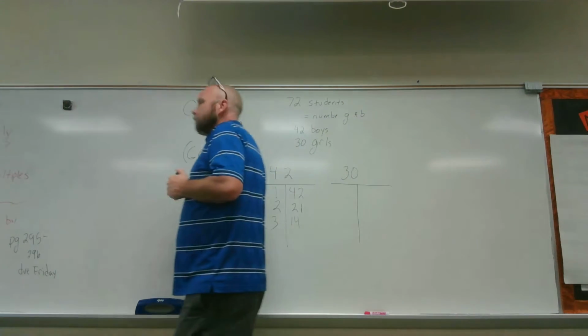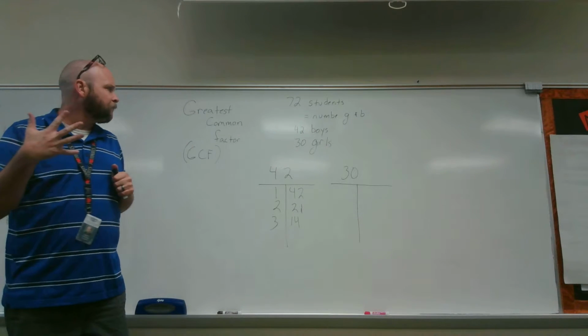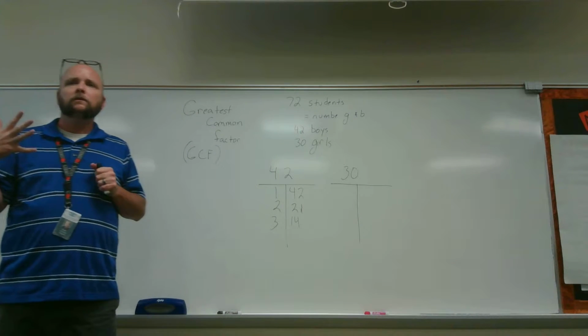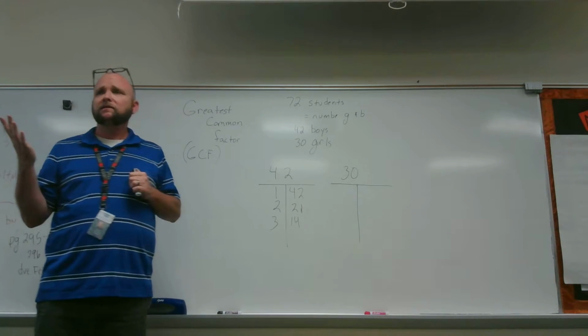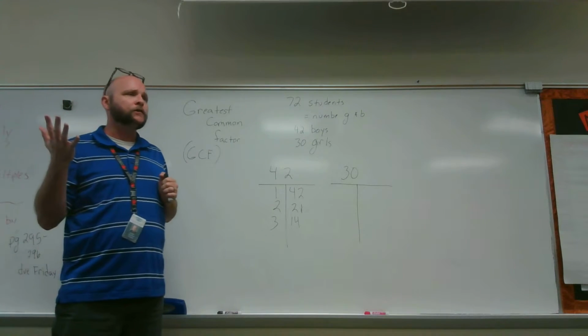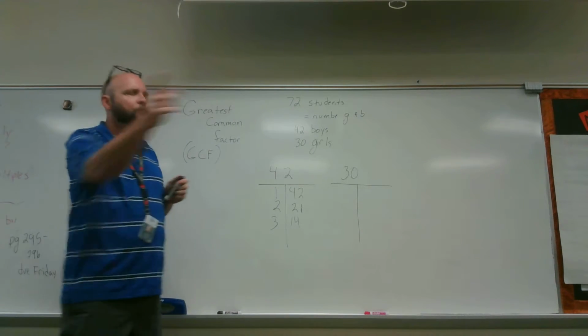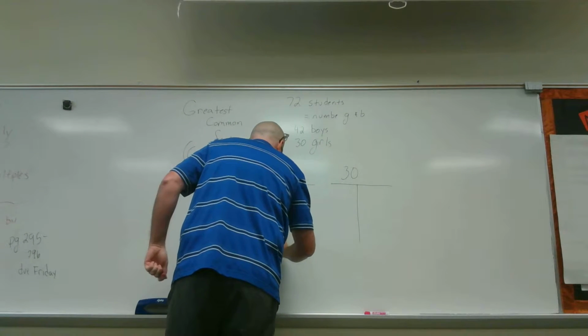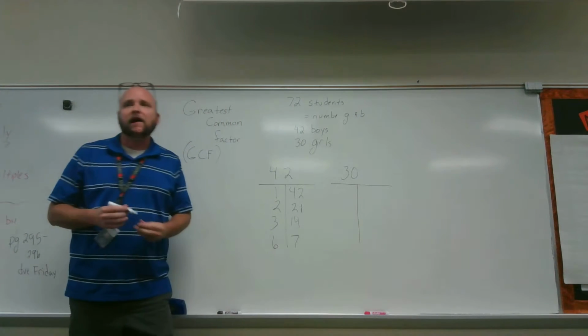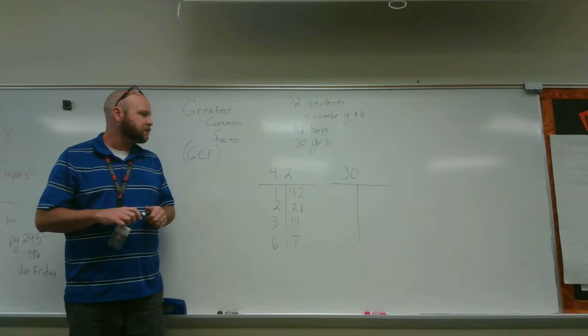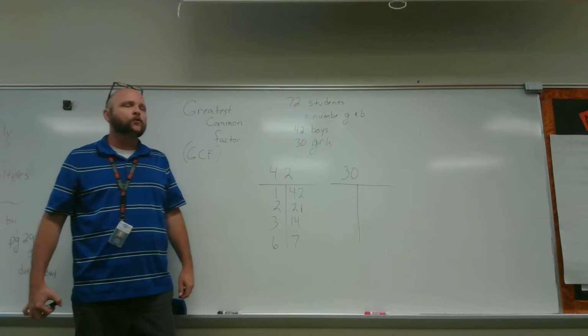All right. Is 5 a factor of 42? No. 6? 6 times anything equal 42? Yes. What? 7. Thank you, Brooklyn. 6 times 7. So these are all my factors of 42: 1, 2, 3, 6, 7, 14, 21, and 42.